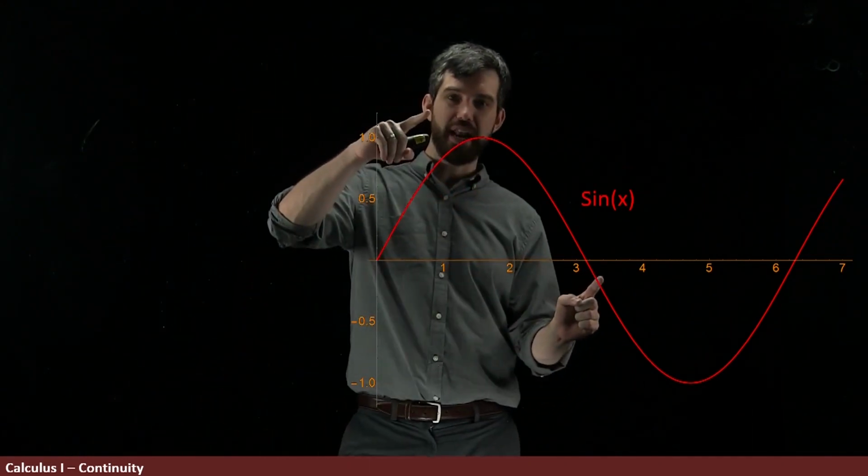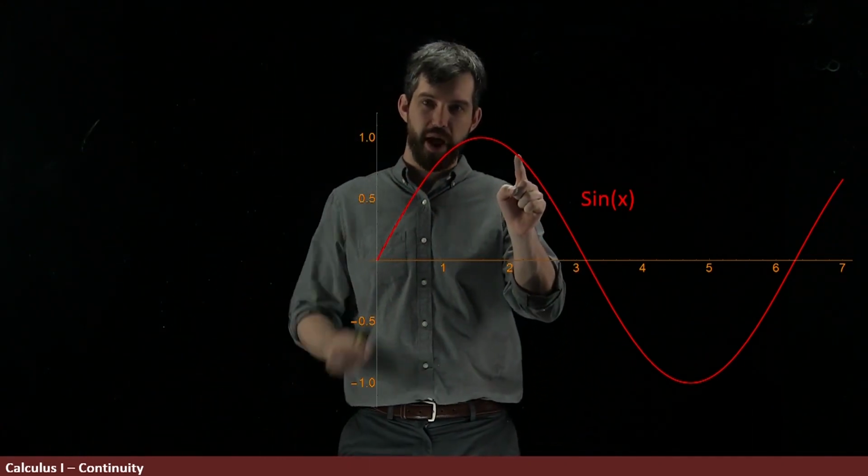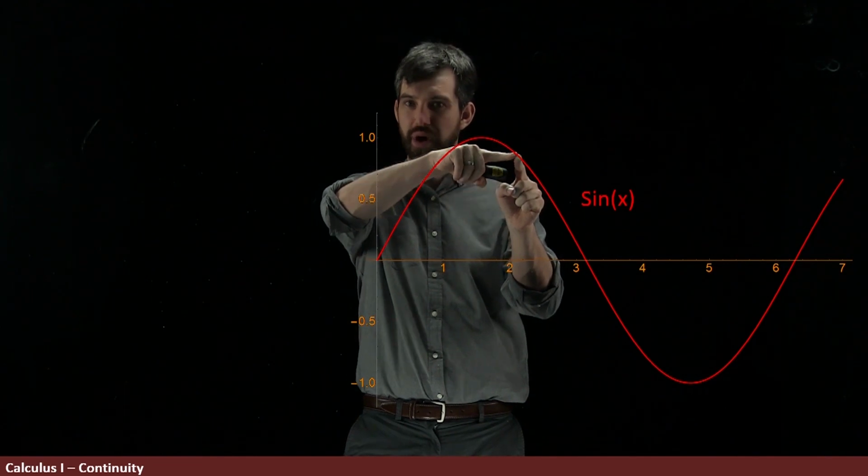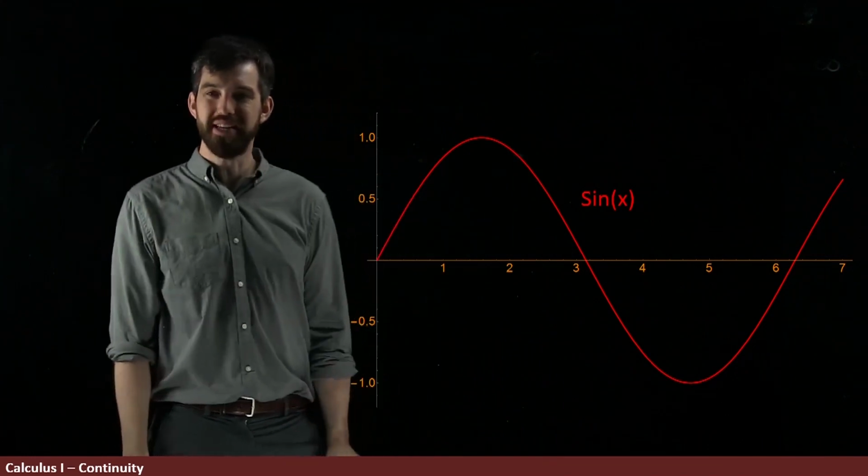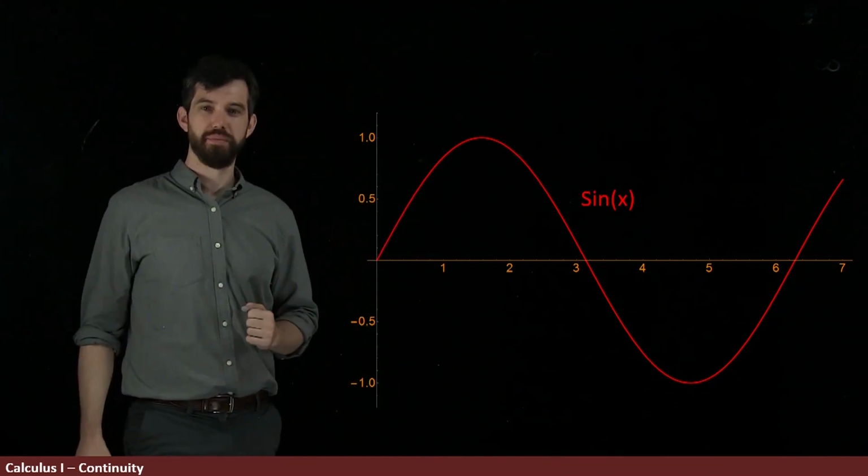So if I imagine that I'm getting closer and closer and closer to 2 from the right, and I can imagine I'm getting closer and closer to 2 from the left, what's the limit? Well, it's just whatever the height of that point is. It's just going to be sine of 2.